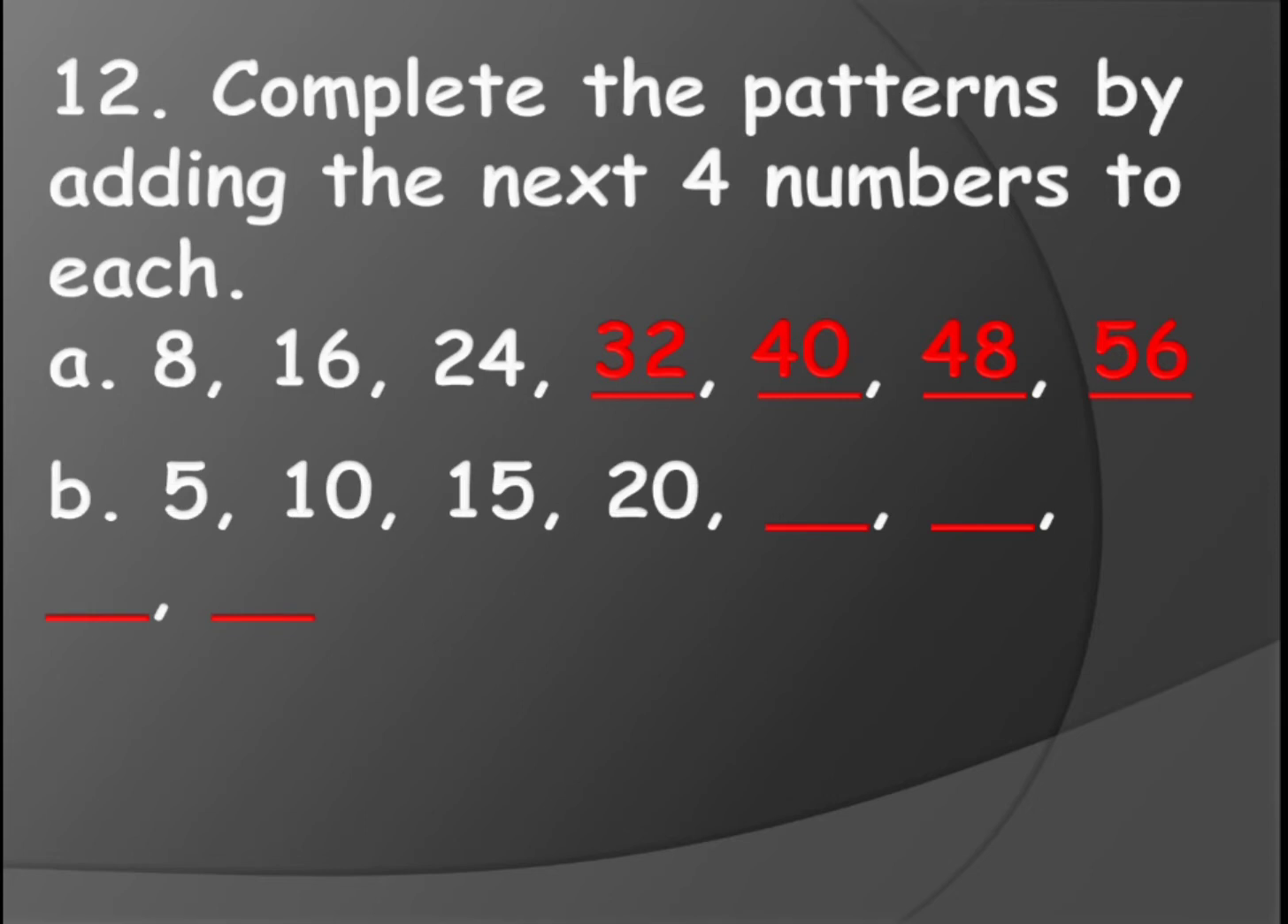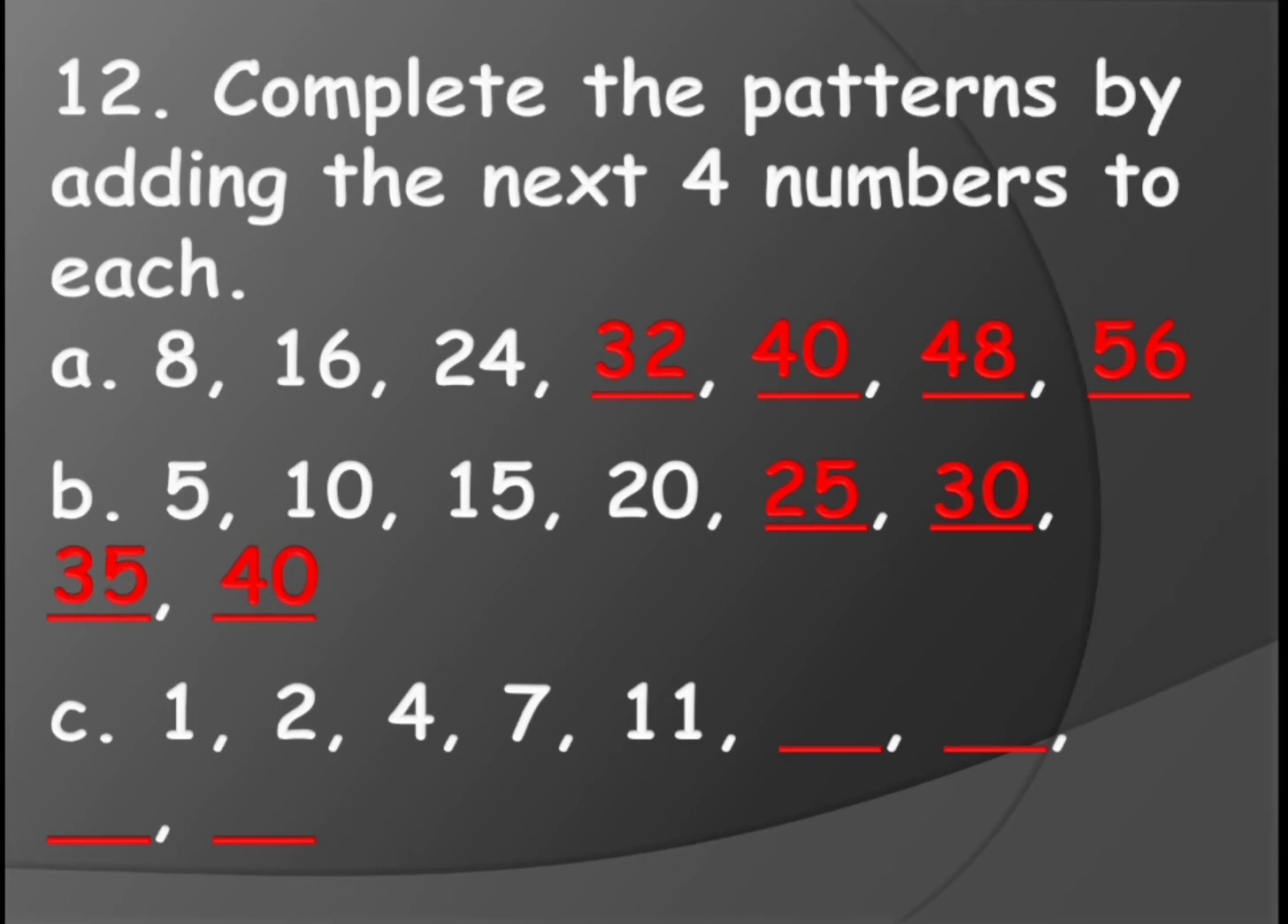5, 10, 15, 20. Here you can easily say it is plus 5, isn't it? 5 plus 5, 10, 10 plus 5, 15, 15 plus 5, 20. That means here the pattern is plus 5. We are adding 5. So 20 plus 5 becomes 25. 25 plus 5 becomes 30. 30 plus 5 becomes 35. 35 plus 5 becomes 40. Okay, so you need to understand the pattern they are following and you need to do. Let's see the next one.